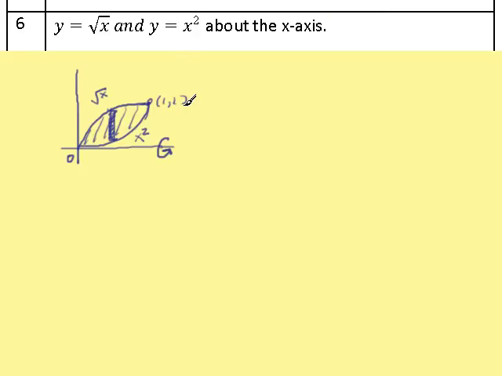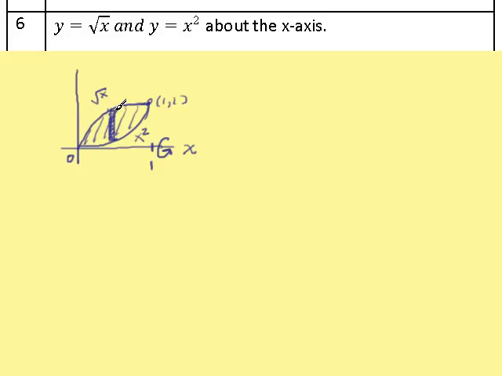In number 6, we're going to rotate the region between square root of x and x squared about the x-axis. So y equals square root of x and y equals x squared meet at the point 1, 1. So we're going to look at this region between 0 and 1, below y equals square root of x and above y equals x squared.